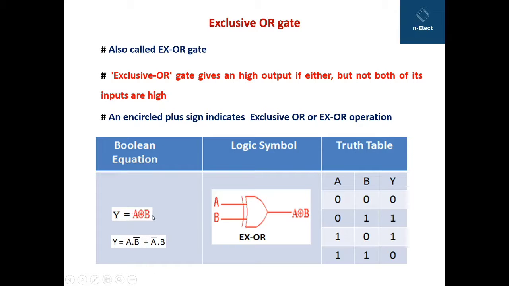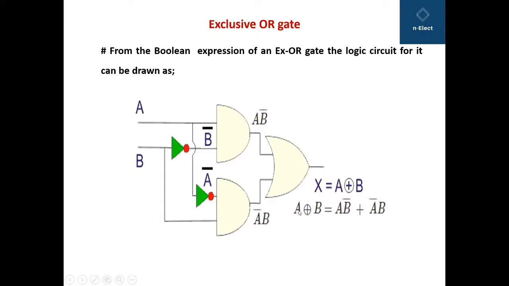This A circled plus B is also written as y equals A dot B bar plus A bar dot B. Now for A dot B bar plus A bar dot B, the logic circuit can be drawn like this. Here A and B are the inputs which are coming to this AND gate as A and B bar, while for this AND gate they are coming as A bar and B. So at the output of this AND gate you will get A B bar, while here you will get A bar into B.